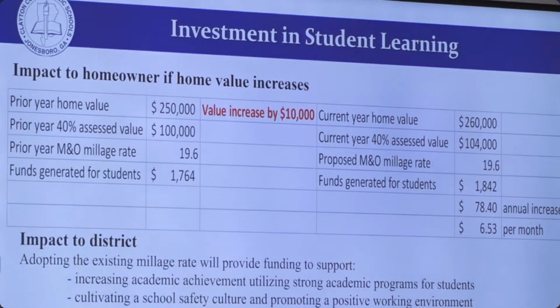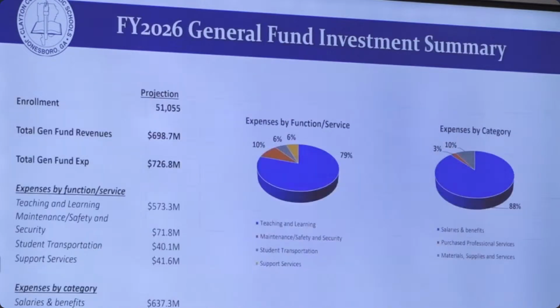How does that impact the district? Adopting this existing millage rate provides funding to support increasing academic achievement, utilizing strong academic programs for our students, cultivating the school safety culture, promoting a positive working environment, supporting the superintendent's Know Their Needs for Effect initiative, and supporting our athletic and band programs.